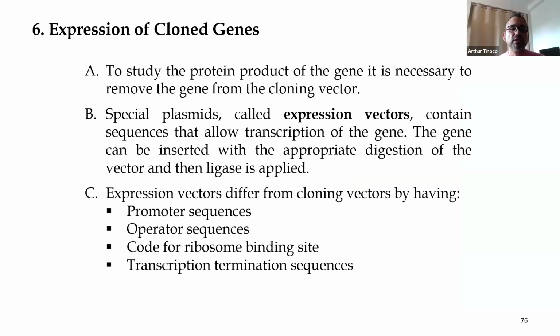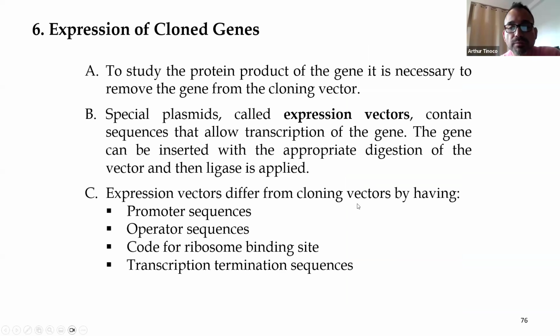Okay. So now let's talk about the expression process. So expression of cloned genes. To study the protein product of the gene, it's necessary to remove the gene from the cloning vector. Okay, so how do we go about doing this? You have special plasmids called expression vectors that contain sequences that allow transcription of the gene. The gene can be inserted with the appropriate digestion of the vector, and then ligase is applied.